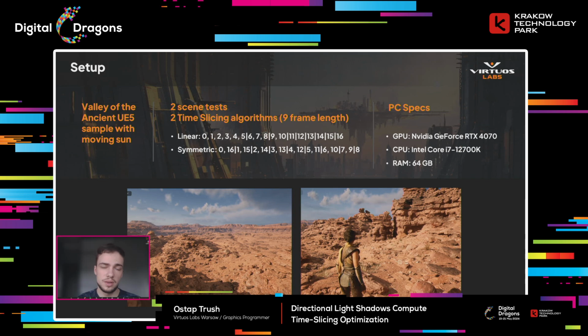We have prepared the two algorithms for time slicing. Both are of a 9-frame length. The first one is a linear one, which starts essentially from the lowest clip map level to the highest clip map level. The second one is the symmetric one, which basically combines the smallest and the highest clip map levels until it all converges in the center.